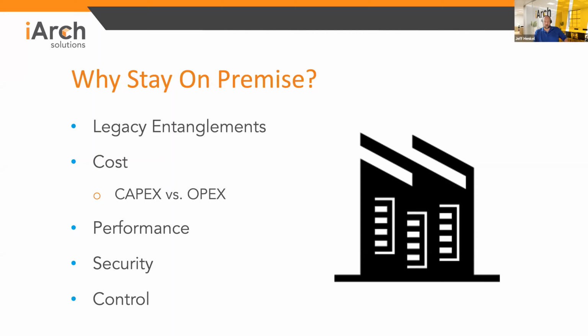Another concern is performance. You have more control over performance, obviously, within the on-premise world because you decide what hardware you have, you decide what the back-end infrastructure for that hardware is. You control all the variables, whereas when you move into the cloud, you are to some degree at the mercy of the cloud vendor.